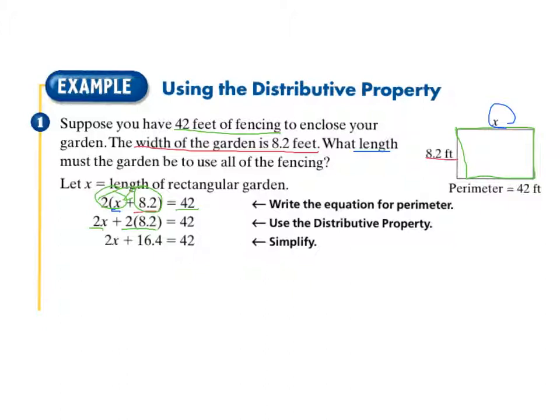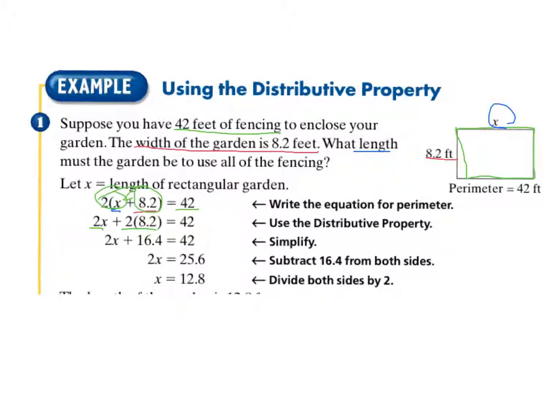Then we're going to simplify, so we're going to do the multiplication. The 2x stays the same because we don't have anything we can do with that yet. Then 2 times 8.2 is 16.4, so that's our next line. Then we're going to move the 16.4 to the other side by doing the opposite. Since it's plus 16.4, we subtract 16.4 from both sides. That leaves me with 2x equals 25.6. Then I'm going to divide both sides by 2 to get the x by itself, so 25.6 divided by 2 is 12.8. So the length of the garden is 12.8 feet.